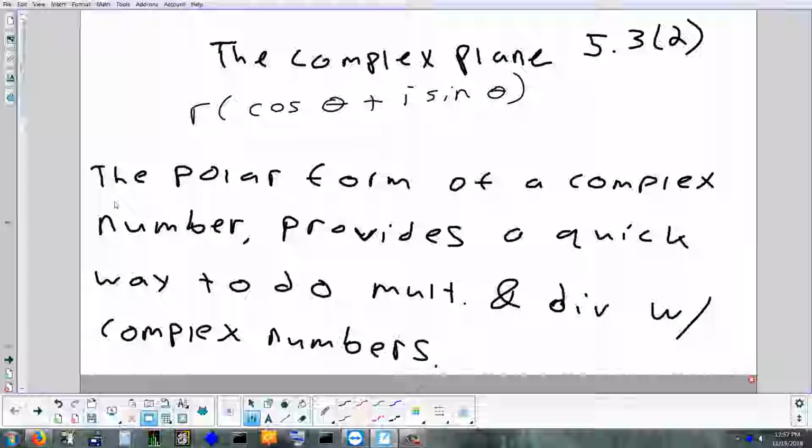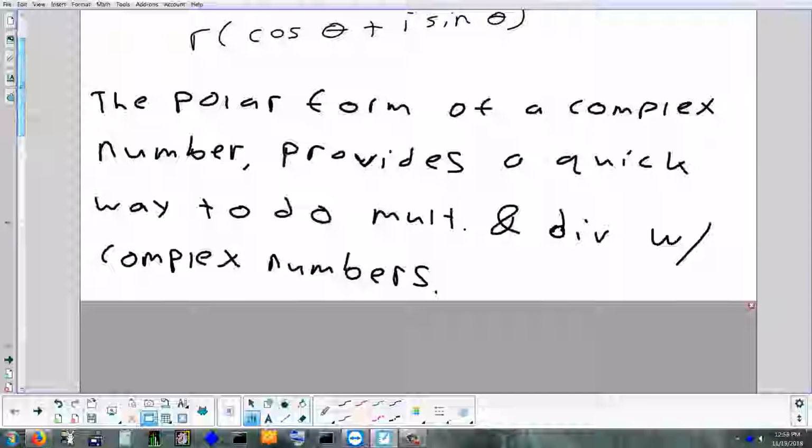And then to find r, that's using a theorem that we use in right triangles a lot. What theorem do we use to find r? The Pythagorean theorem. The way you find r and theta for complex numbers is exactly the way you find it for numbers that aren't complex. It's the same formula, the inverse tangent and the Pythagorean theorem. So, why do we even bother learning the polar form of complex numbers? It gives us a really fast way to do multiplication and division.